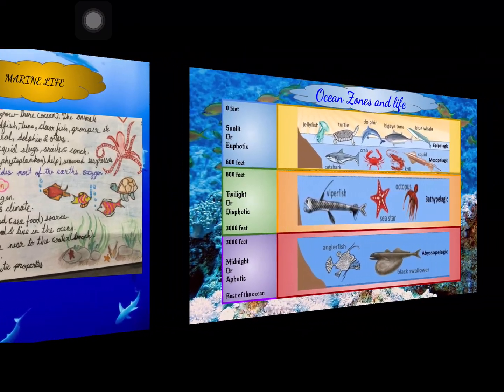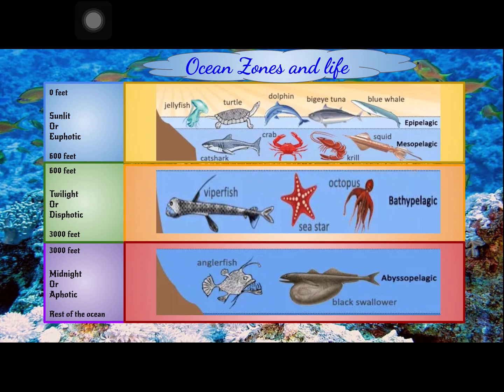So, the ocean zones and life. As I told you before, now we're going to talk about the first ocean zone, about how deep sunlight goes. The first one is the sunlight or euphotic zone. Here animals like jellyfish, turtles, dolphins, bigeye tuna, and blue whales can live. And if you go a bit deeper, you can find cat sharks, crabs, krill or lobsters, and squid.